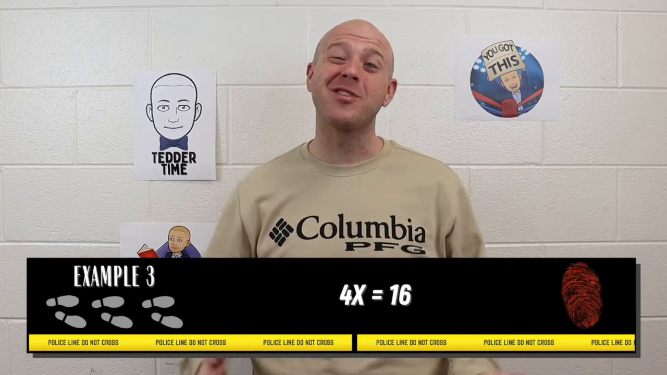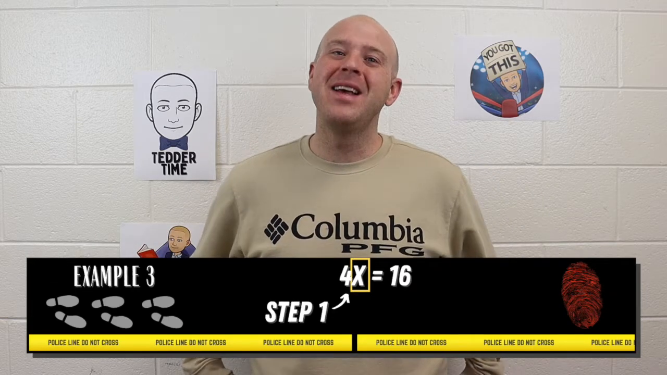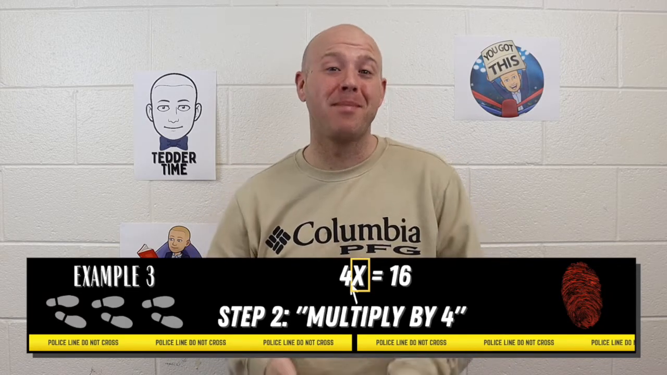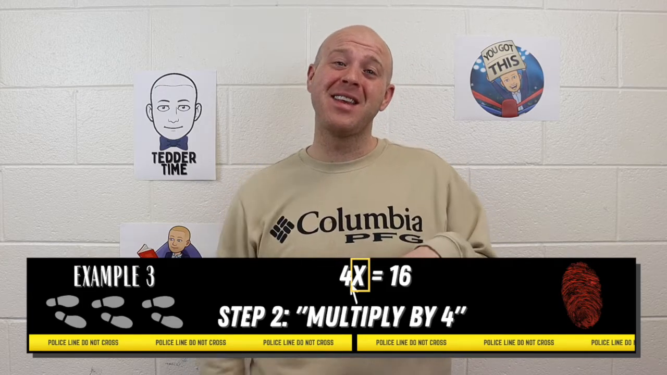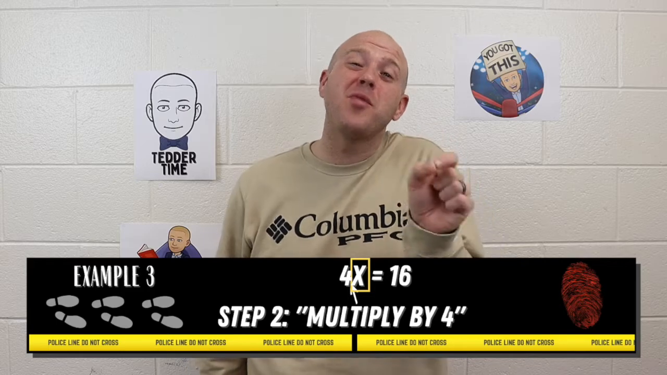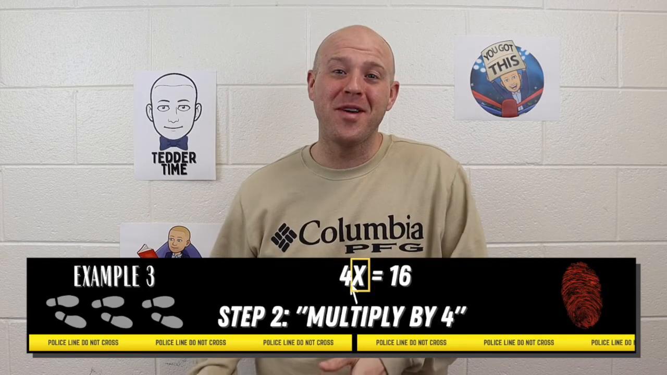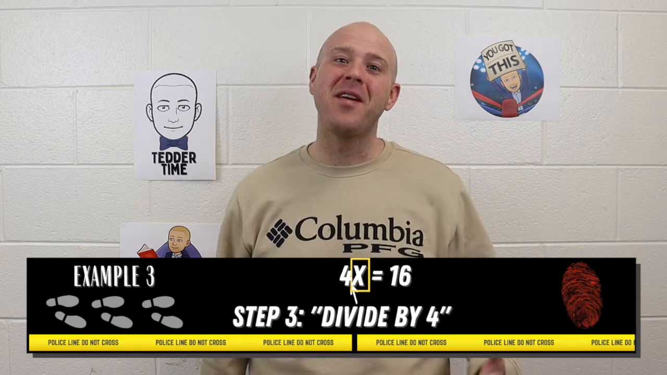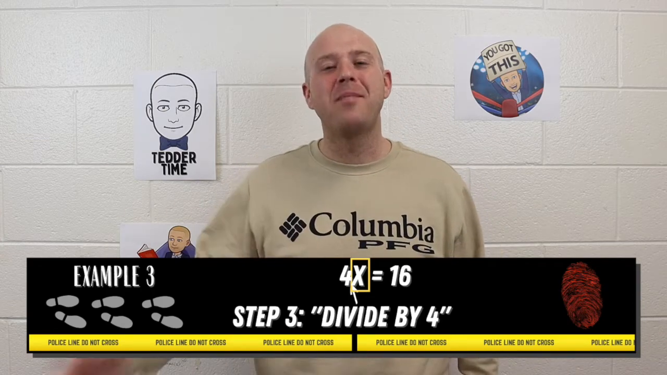So our next example, let's say we have 4x equals 16. Step 1, we isolate the variable. Step 2, let's identify our clues. We are multiplying by 4. When it's written like this with a number next to x without anything between them, there's a multiplication symbol right there, you just can't see it. So we're multiplying by 4 here. So then step 3, when we undo the clues, we figure out that to undo multiplying, we divide. We are going to divide by 4.